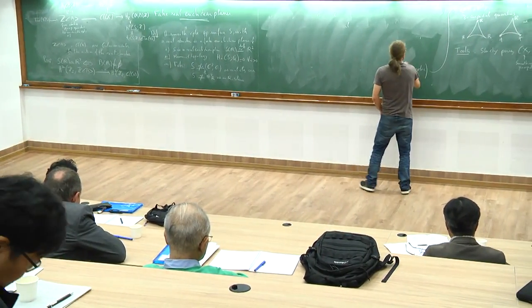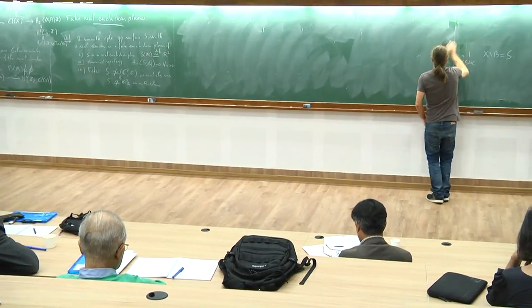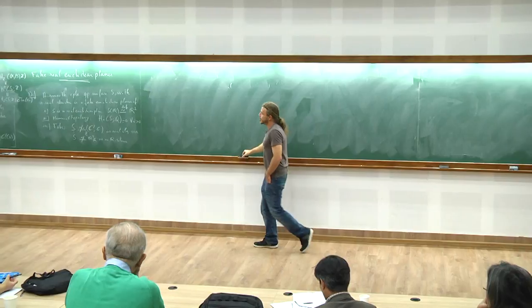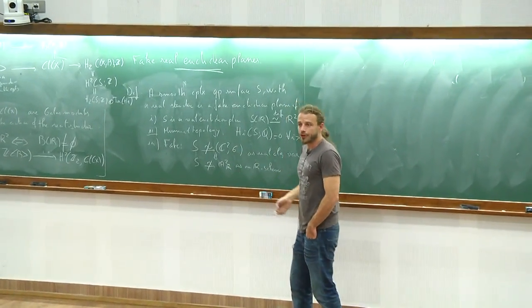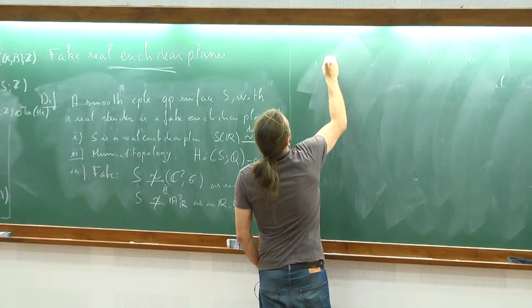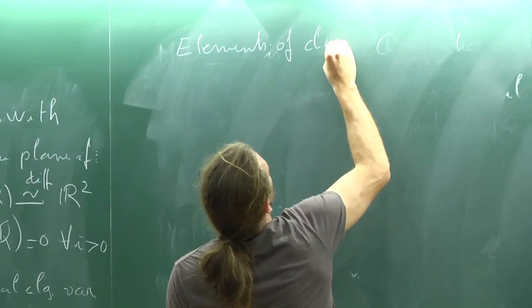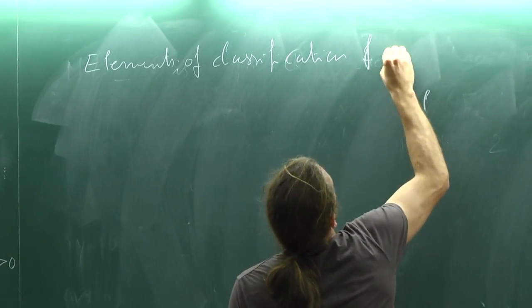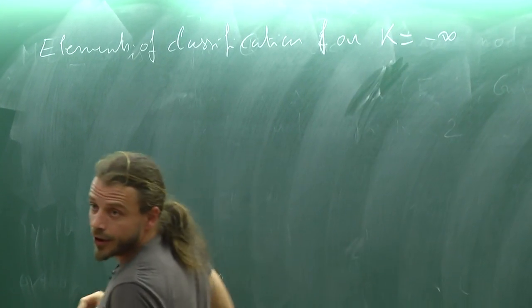So I will just give you one classification theorem and maybe one example of what to do for this birational diffeomorphism stuff. So, elements of classification, for kappa equal to minus infinity.